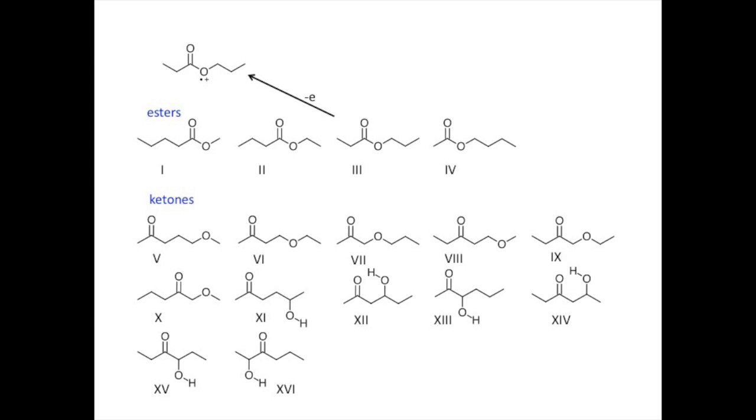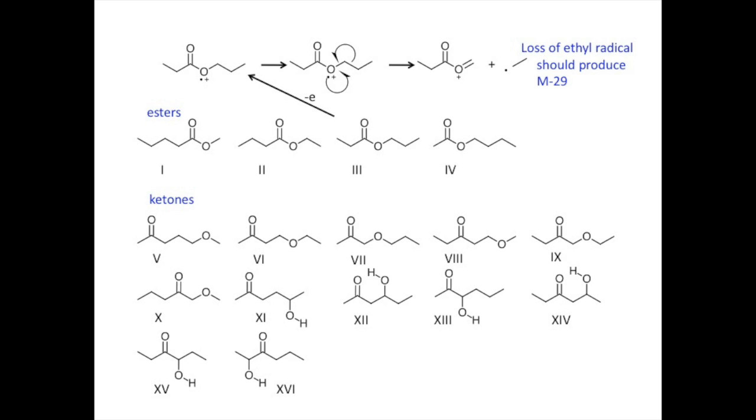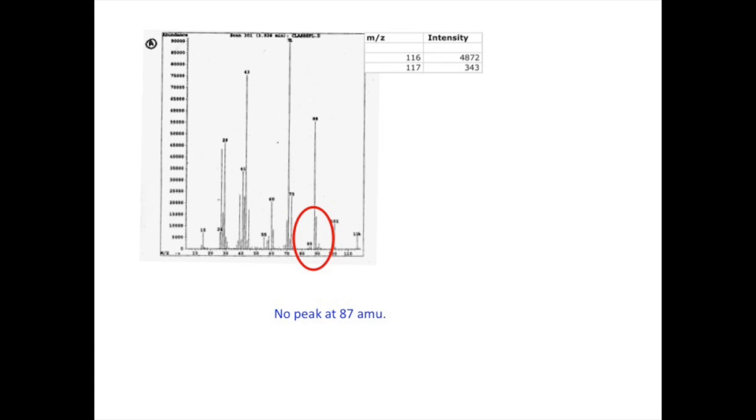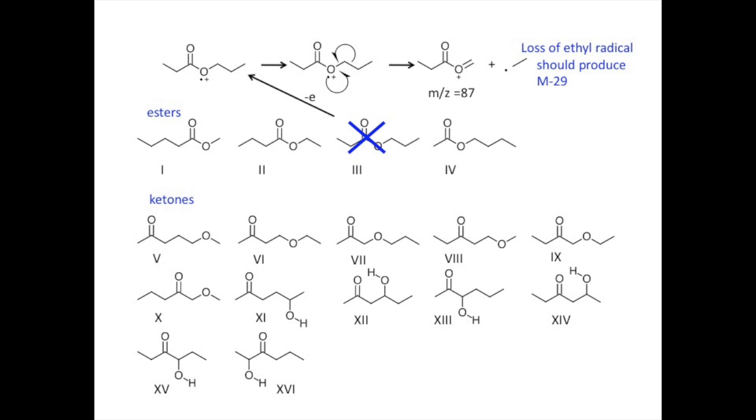Let's consider what a radical site-initiated cleavage mechanism will do in the case of structure 3. If we ionize at the saturated oxygen atom, then the most likely bond to break will result in losing an ethyl radical. Do we see a peak at 29 atomic mass units below the molecular ion at a mass of 87? No, there's nothing there. So we can rule out structure 3 and many others that we would expect to lose an ethyl group.